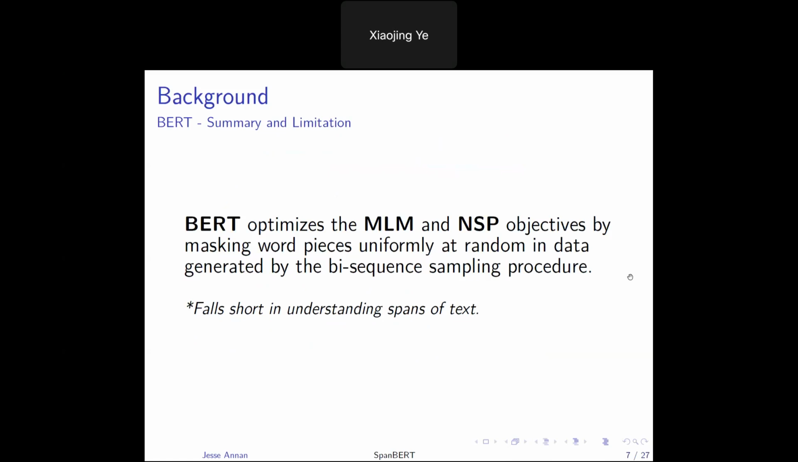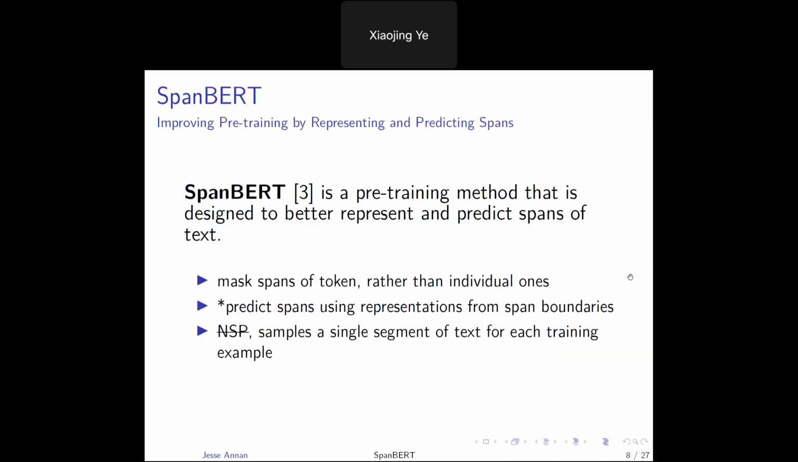Although BERT is great at doing a lot of NLP tasks, it kind of falls short. It's not that bad, but the authors of this paper thought they could develop something that would be better than BERT. What they thought was that BERT wasn't really doing well on span selection tasks. And this is what they tried to do differently.